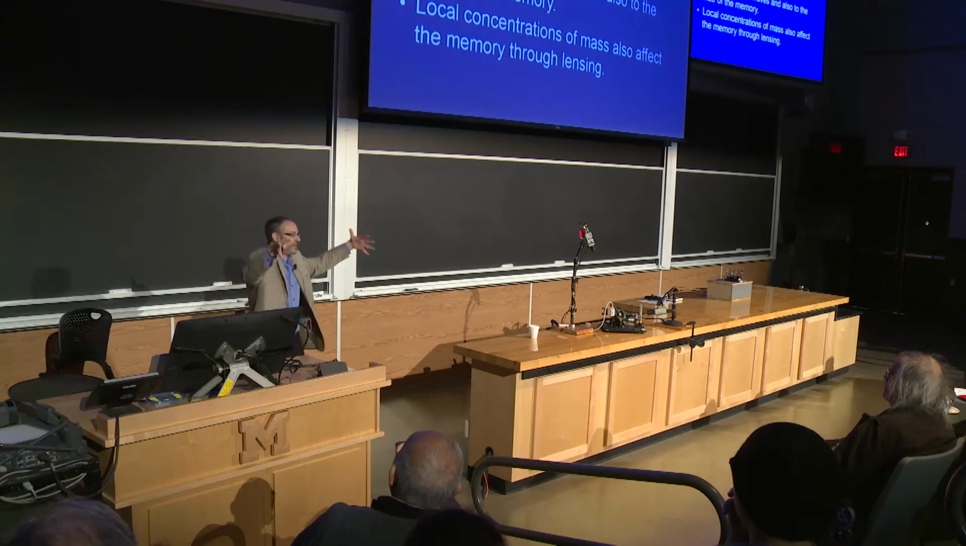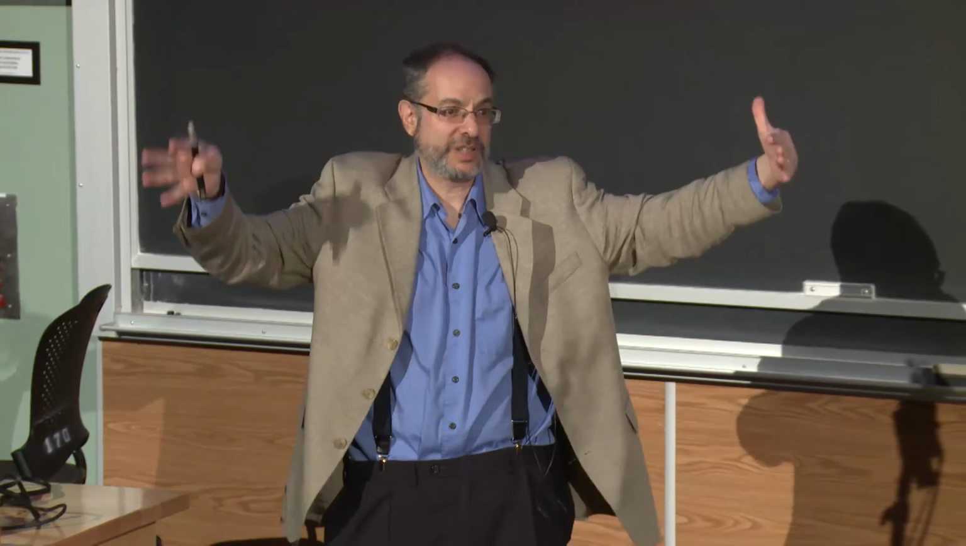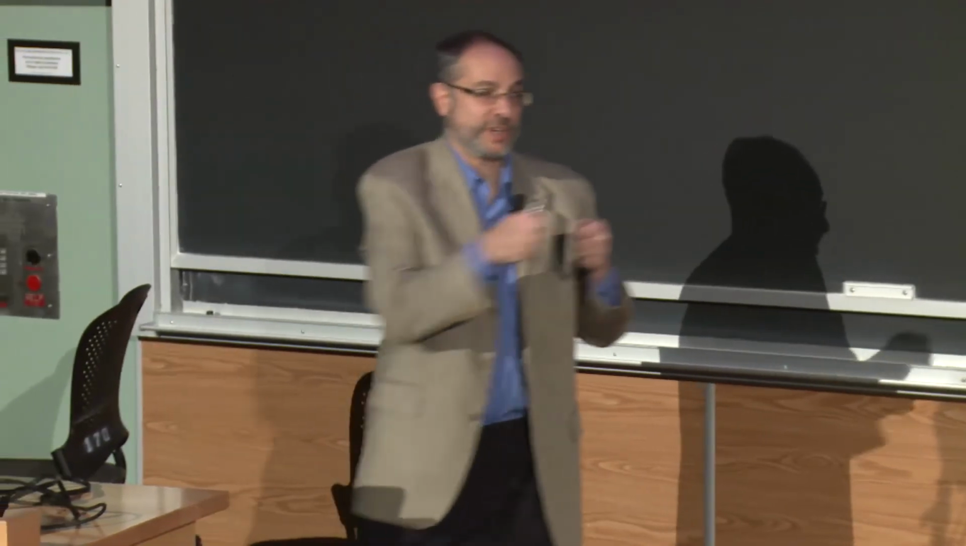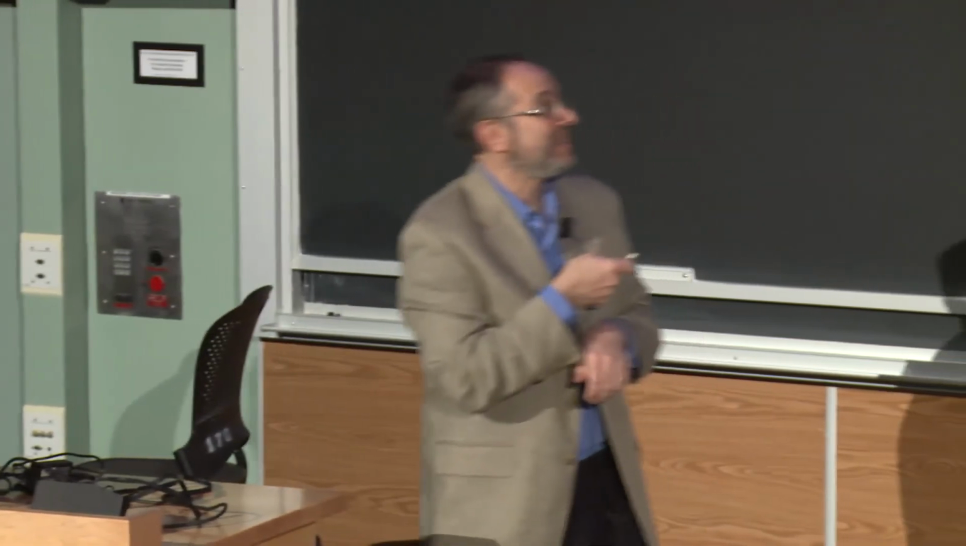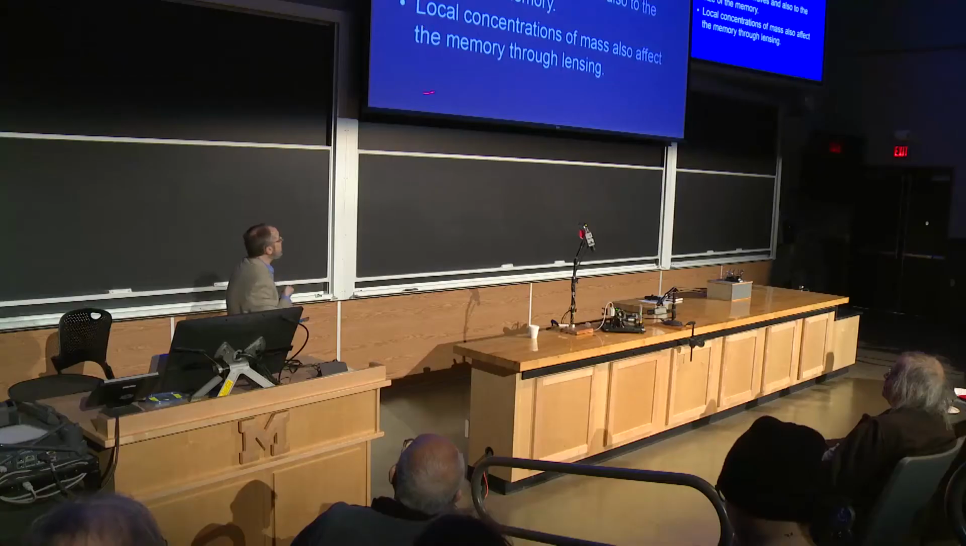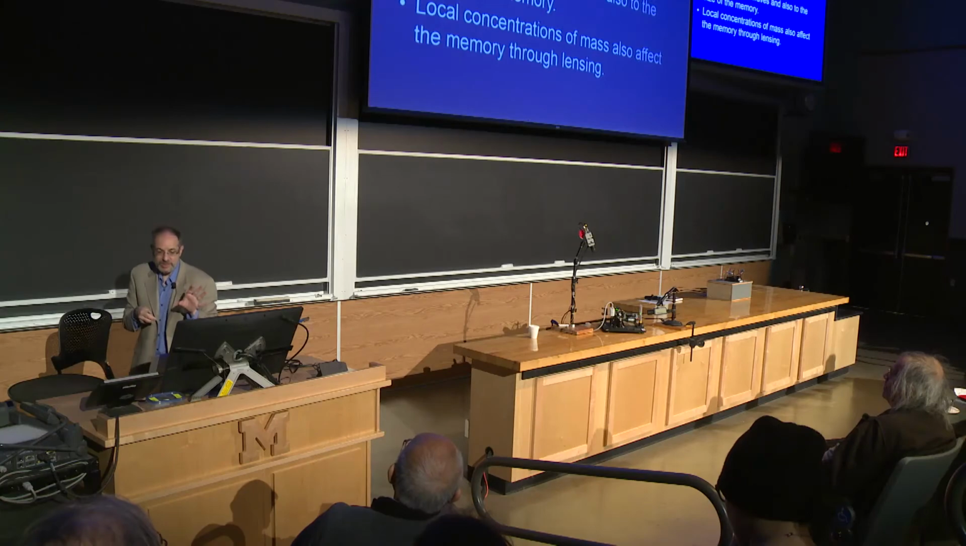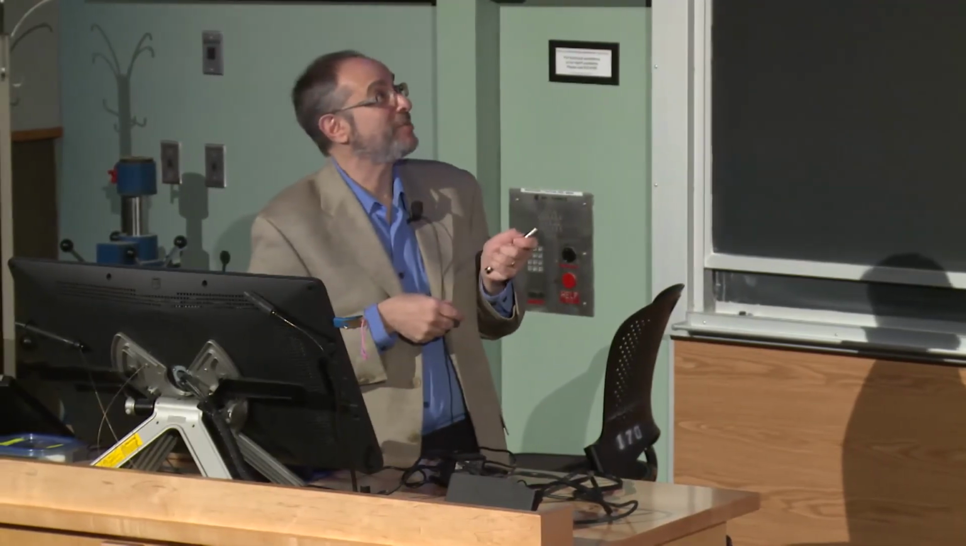In addition, our expanding universe is not completely uniform. Rather, there are some concentrations of mass in some places, and those concentrations of mass will give rise to what's called gravitational lensing. So they will bend the signal a little bit, and in some cases can magnify it, and this also has an effect on the memory. So the usual simple calculations of how big is the memory have to be modified slightly to take into account the effect of the expanding universe.